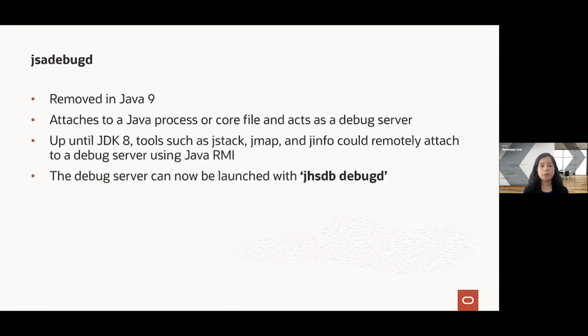Moving on to jsadbd, which was removed in Java 9. It attaches to a Java process or core file and acts as a debug server for enabling tools to monitor applications remotely. Up until JDK 8, this tool allowed jstack, jmap, and jinfo to attach to remotely running applications. And this debug server tool can now be launched with jhsdb.